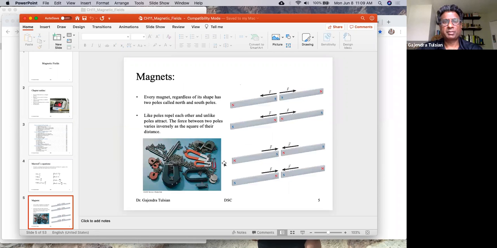All right, let's talk about magnets. You've all played with magnets, so here are some variously shaped magnets. It turns out that all magnets come with two poles, a north pole and a south pole. Like poles repel each other, and unlike poles attract each other. Every magnet, regardless of its shape, has two poles called the north and the south pole.